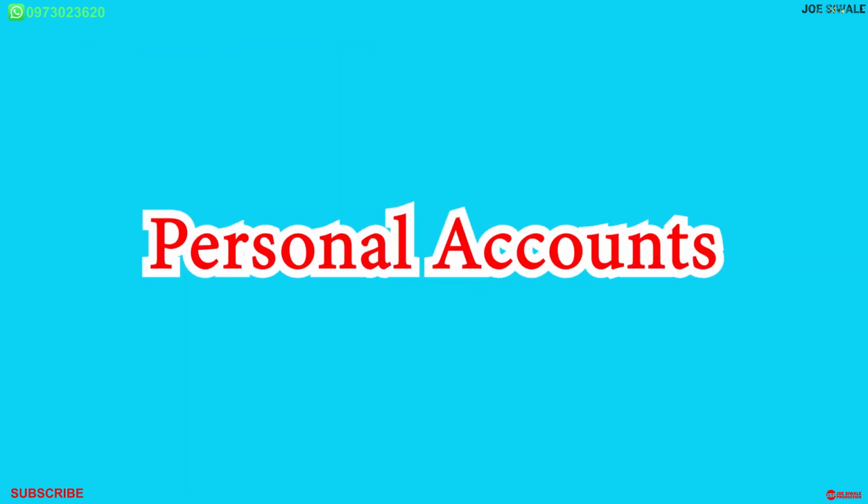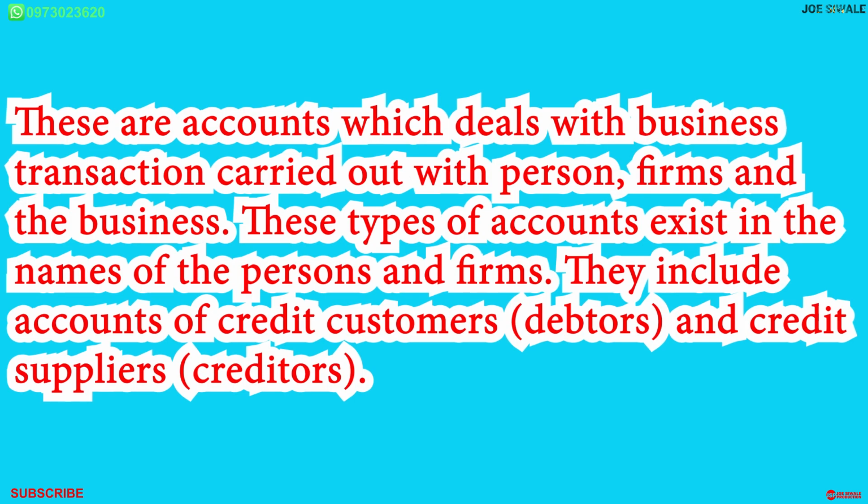So we have the personal accounts. What are personal accounts? These are accounts which deal with business transactions carried out with persons, firms, and the business. These types of accounts exist in the names of the persons and firms. They include accounts of credit customers, which are debtors, and credit suppliers, which are creditors.